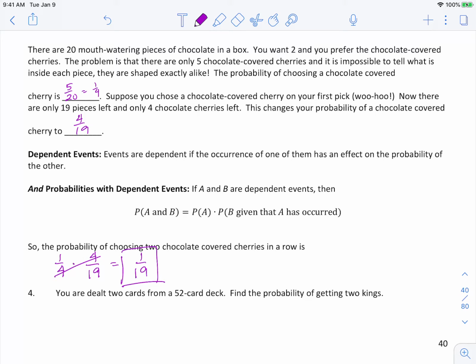So we know the probability of getting 1 king from a brand new 52-card deck is 4 out of 52. Once I remove 1 king, that leaves me 3 kings, and I'm left with 51 cards in the deck. So we multiply this together, we get 12 out of 2,652, or this reduces to 1 out of 221.